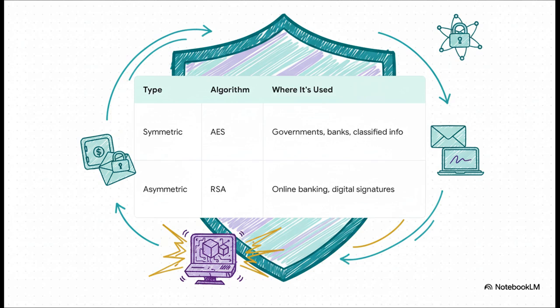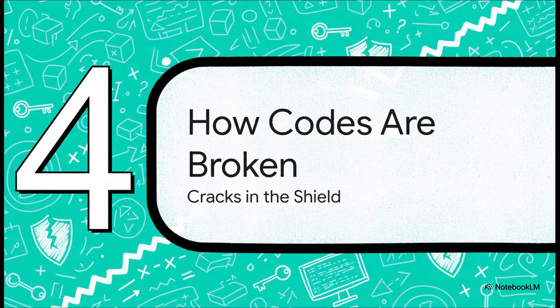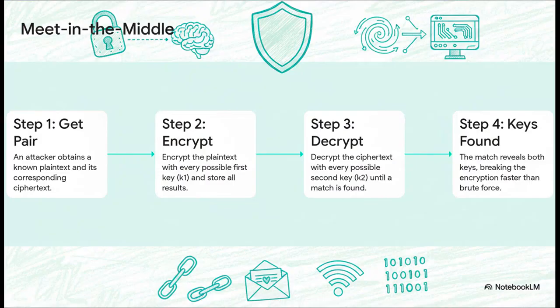But of course, for every lock, there's a lockpicker. It's a tale as old as time. The minute we create a code, somebody else starts trying to break it. And this has led to this constant high-stakes arms race between the code makers and the code breakers. So check this out. For a while, people thought, hey, if encrypting something once is good, encrypting it twice must be twice as good, right? Well, a really clever attack called Meet in the Middle proved that wrong.